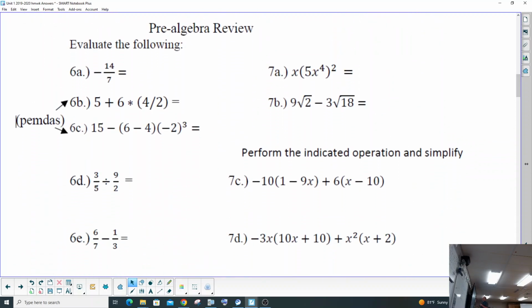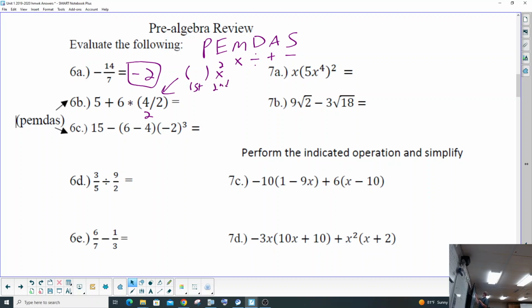Don't forget our pre-algebra review, you guys. Remember pre-algebra review? So 14 divided by 7 is just 2. That was easy. 4 divided by 2 is 2. And then what? Don't forget PEMDAS, you guys. So remember, to do these, you got to do PEMDAS. So that's parentheses, exponents, multiplication, division, addition, subtraction. Yeah, so do parentheses first.